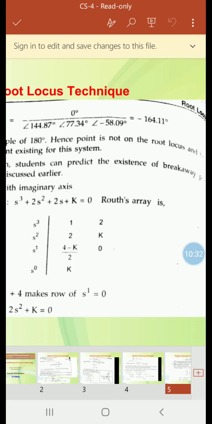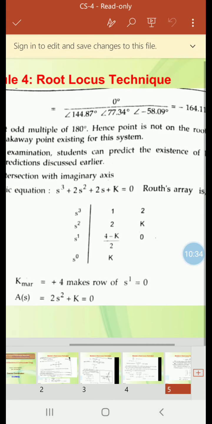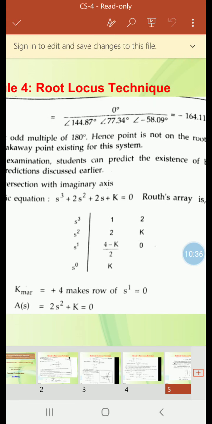Then the next step is the intersection with the imaginary axis. How to find it? We have to create a Routh's array and find K marginal and then proceed further. So the equation is s cube plus 2s square plus 2s plus K is equal to 0.